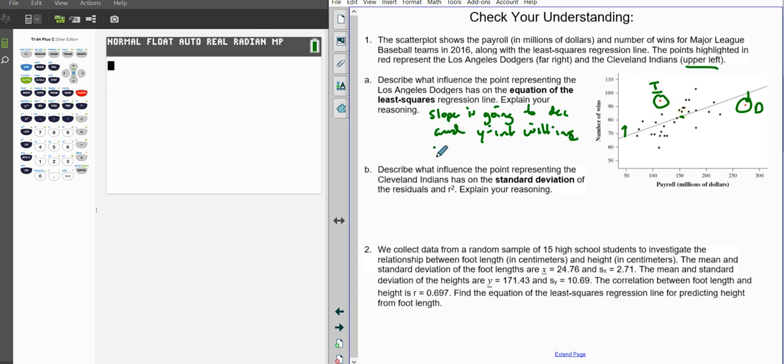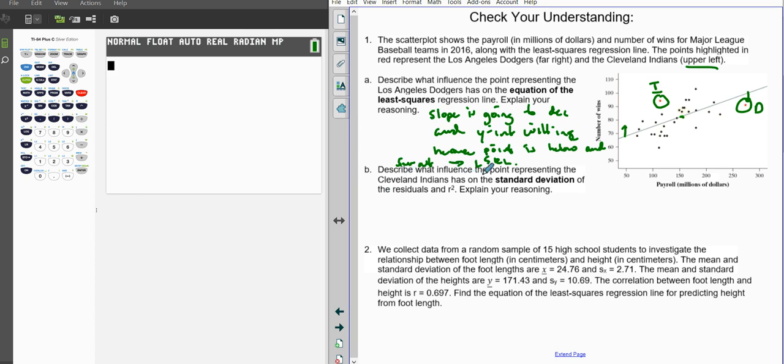Increase because the point is below and far out from the least squares regression line. Have the point below and far out from the least squares regression line. There we go. That's why the slope is going to decrease and the y value will increase.